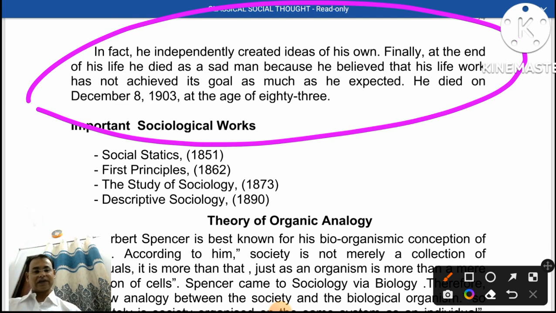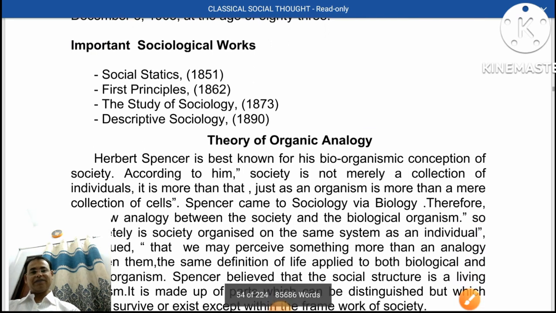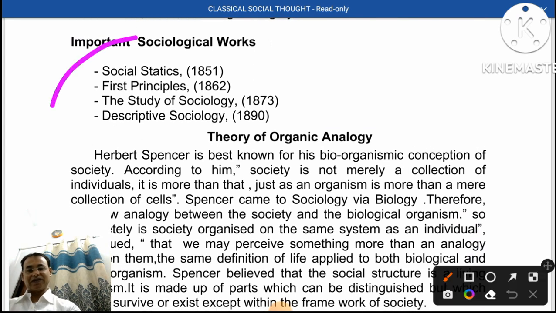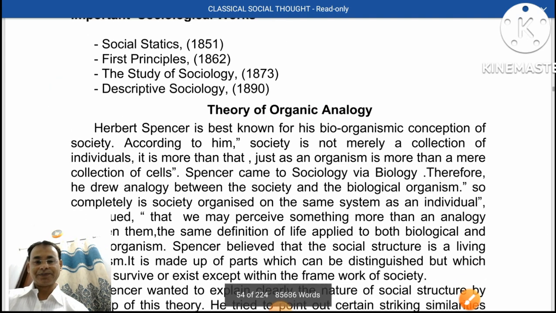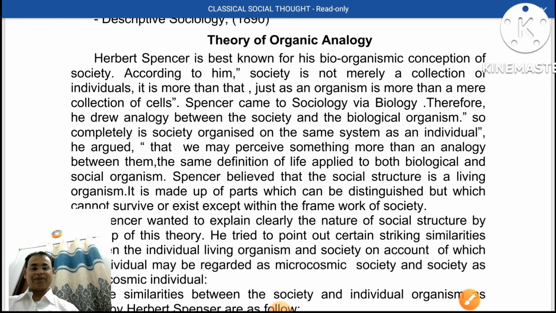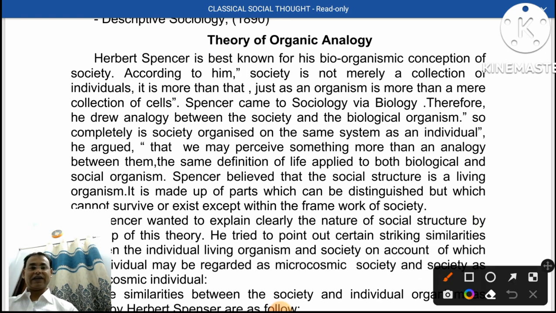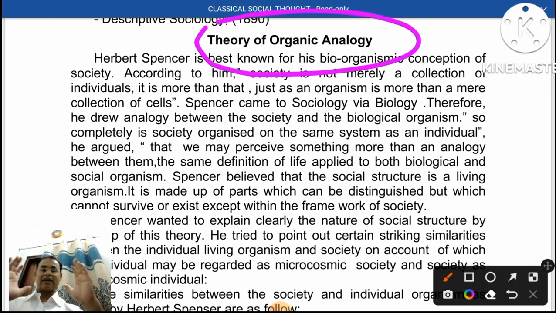Important works of Herbert Spencer. That is very important. You must remember these: Social Statics in 1851, First Principles 1862, The Study of Sociology 1873, Descriptive Sociology 1890. But there are so many books also written by Herbert Spencer. Theory of Organic Analogy is the most important theory, also written about by Auguste Comte.